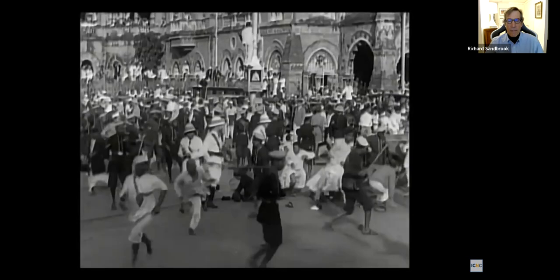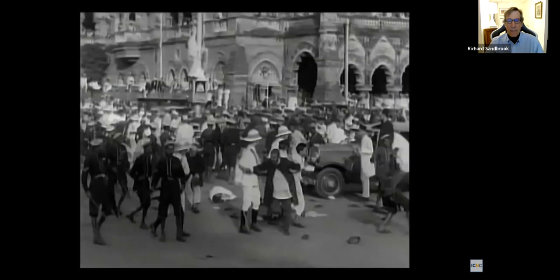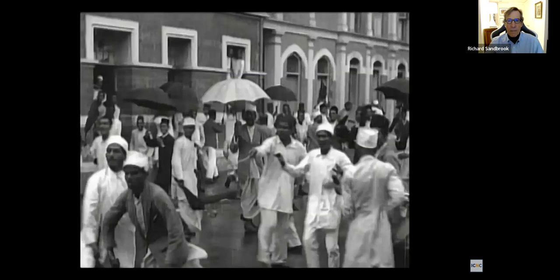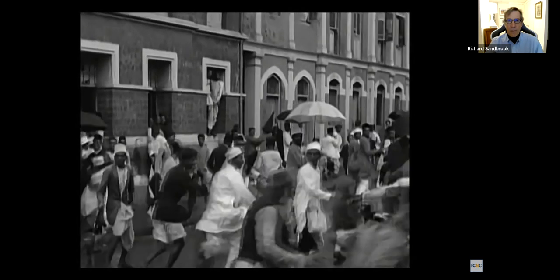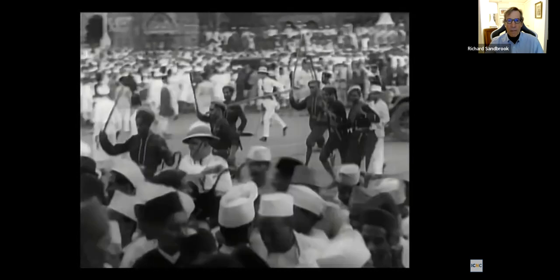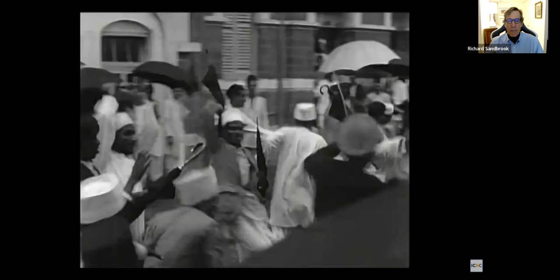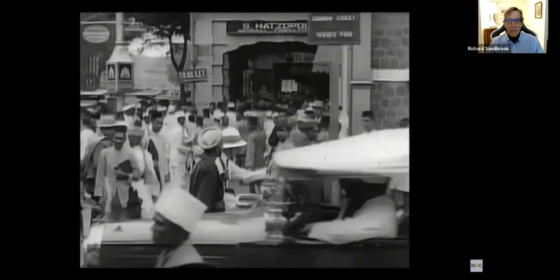In midsummer, the struggle is undiminished. Even with Gandhi and most nationalist leaders in prison, government has effectively lost control of major cities. Press reports of police brutality damage the British cause almost as much as the resistance campaign.